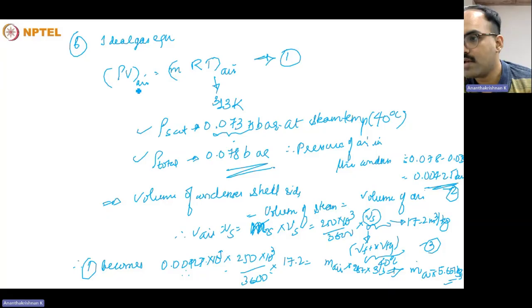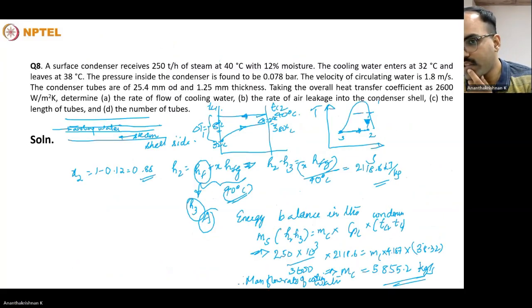The volume flow rate of the air: on the condenser side, air will be mixing with the steam. So in that case, the total volume occupied by the steam will be same as that of the air volume. So we can use that property to get the air volume, and then the temperature will be same as the steam condensing temperature, and R will be the gas constant of air, 287. So from that we can get the mass flow rate of the air. Once the mass flow rate is known, that's a straightforward one. Then the energy balance within the condenser will give the flow rate of the cooling water.